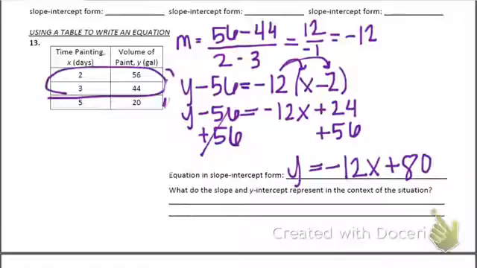And then this last question is very, very important, and it will be asked of you several times, so I want to make sure that we all understand what's actually going on. What do the slope and y-intercept represent? And then I want you to underline this in the context of the situation. We have been asked this before, right? It means, what do those numbers mean in terms of the problem? The slope is negative 12, right? What does the slope mean?